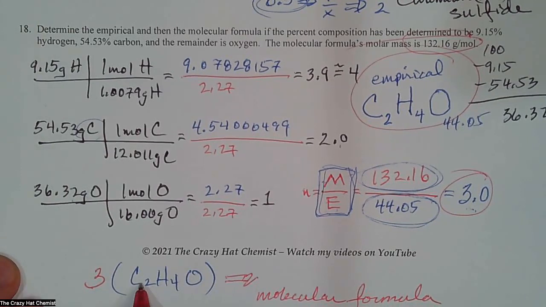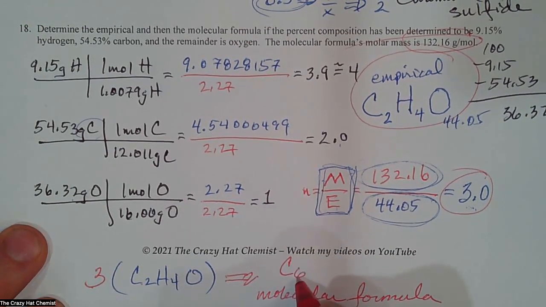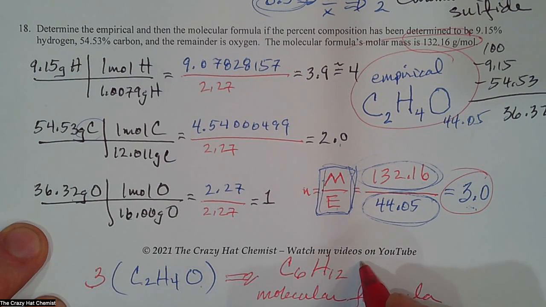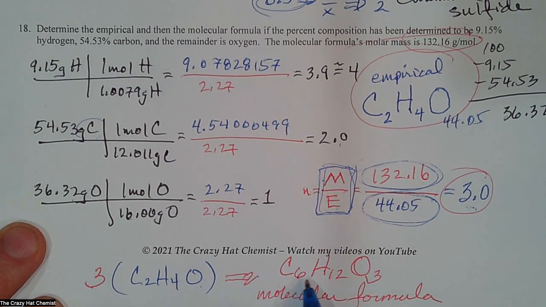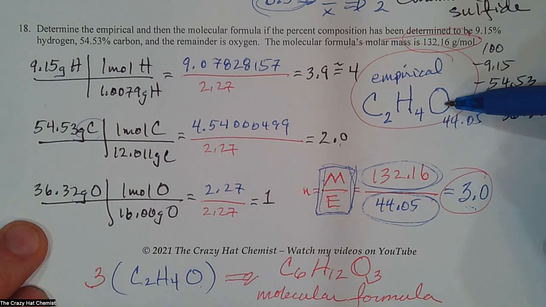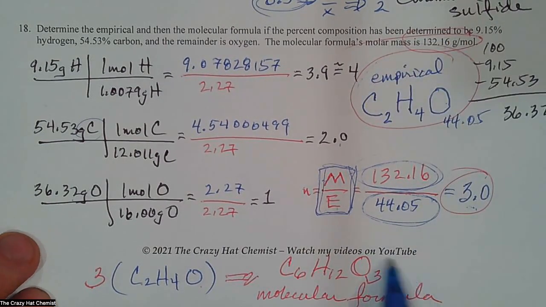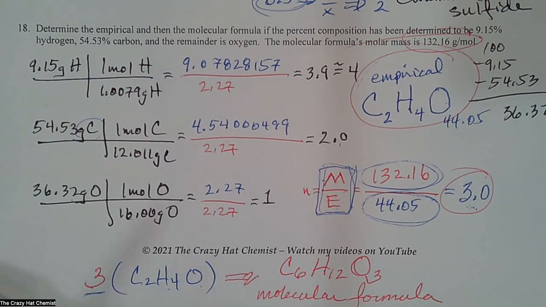So 3 times 2, that's 6. So it's C6. Then it's 3 times 4, that's 12. And 3 times 1, that's 3. So the molecular formula is C6H12O3, whereas the empirical formula is C2H4O. So the empirical formula is the simplest whole number mole ratio. The molecular formula is a whole number multiple of the empirical formula.